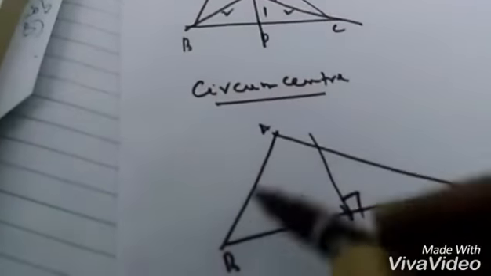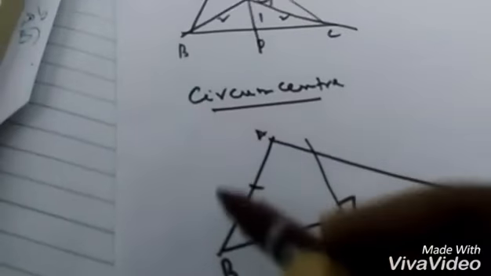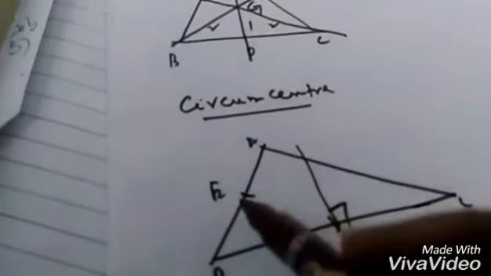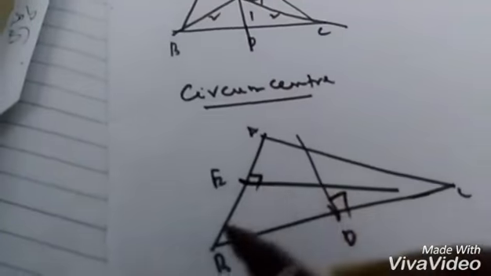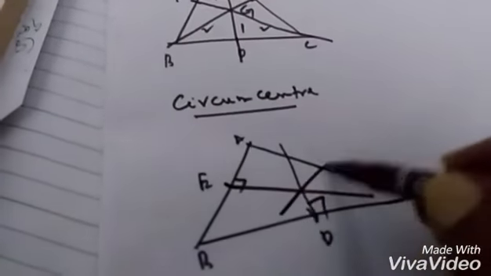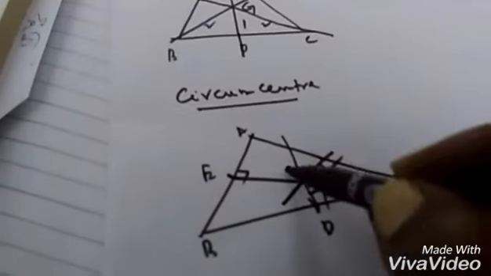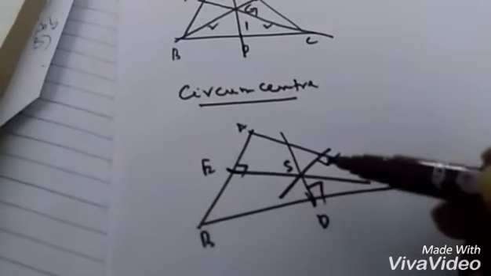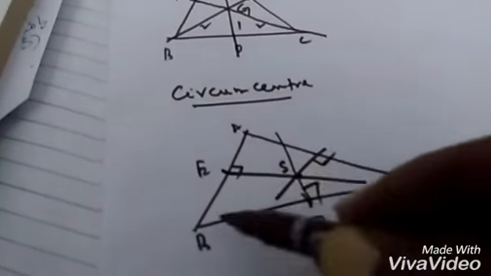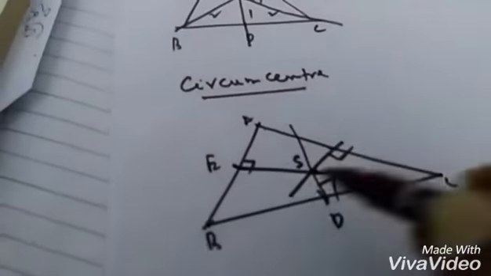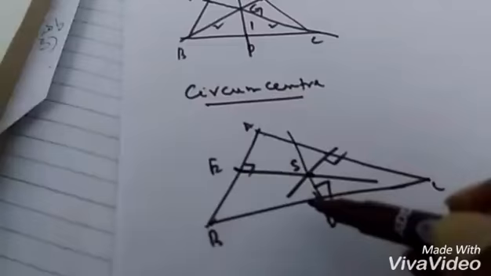Similarly here also, if I take this side and say its midpoint is E, and I draw the perpendicular, it should be perpendicular to the given side. Similarly on this side, at the midpoint, draw a perpendicular. The point where they meet is called the circumcentre of the triangle. So circumcentre is equidistant from A, from B, from C.